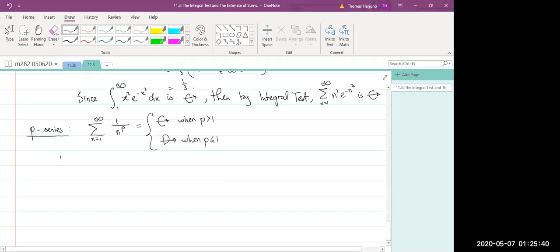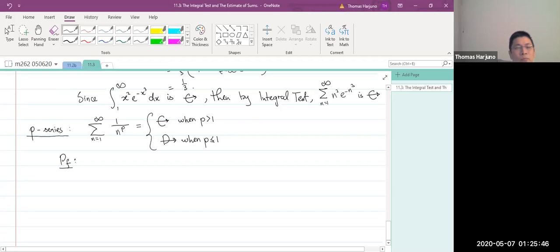Does this proof follow the same sort of logic as the integral test? Yeah, the P integral. Consider the P integral.